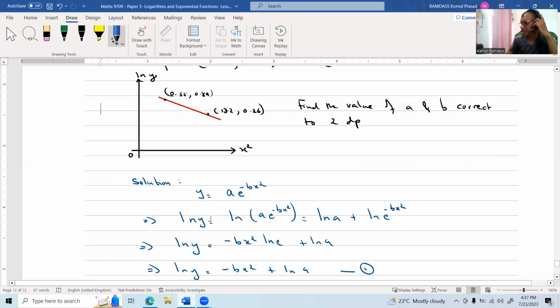First, I convert this to linear form, and I take the natural logarithm. ln y = ln(a times e to the power of minus bx squared), which is ln a + ln(e to the power of minus bx squared). So ln y = minus bx squared + ln a. If I plot ln y against x squared, the gradient will be minus b, and the vertical intercept will be ln a.